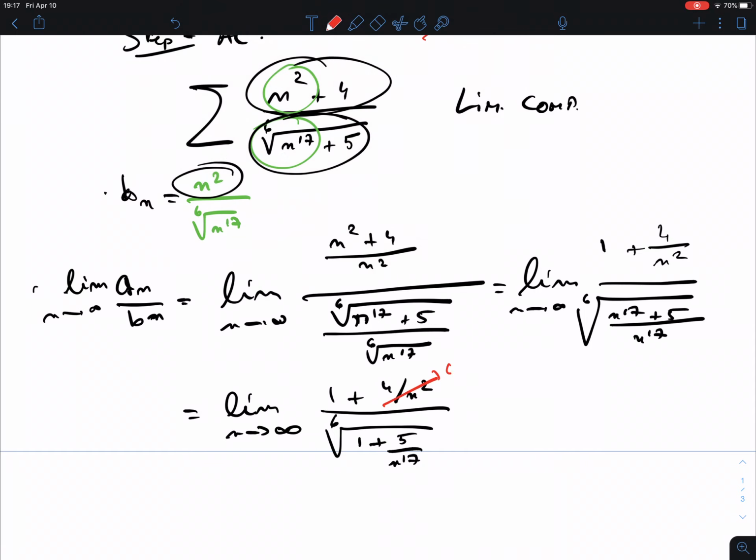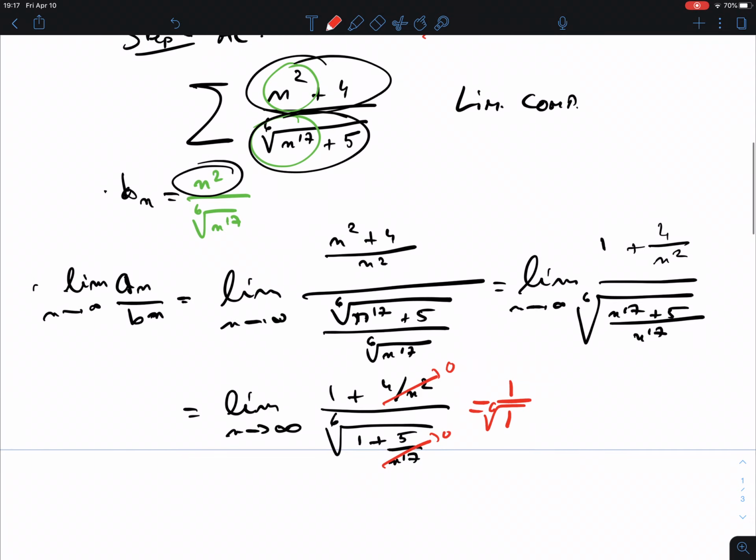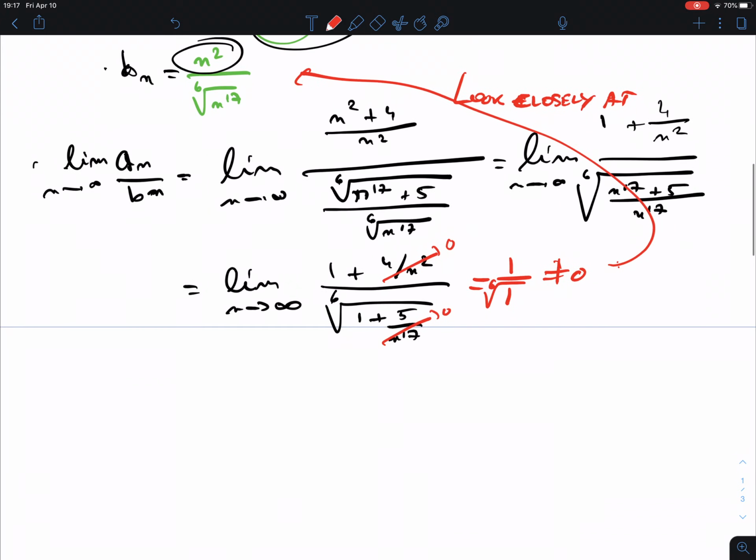All the reciprocals go to 0, but this time you don't want too many to go to 0, because you have to end up with something that is not 0. Now we get the 6th root of this one, but that's 1, which is definitely not 0. So it means this was a good choice. So now look more closely at Bn.